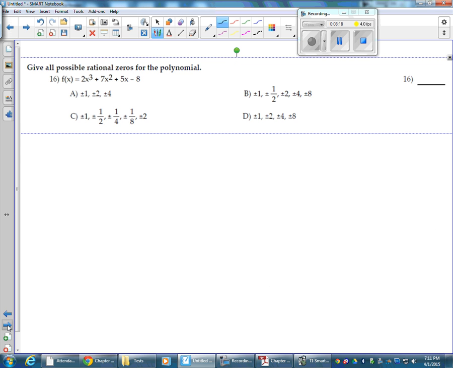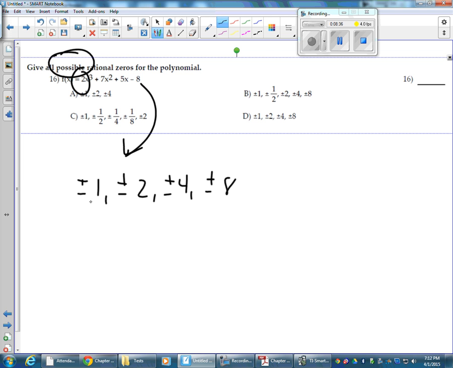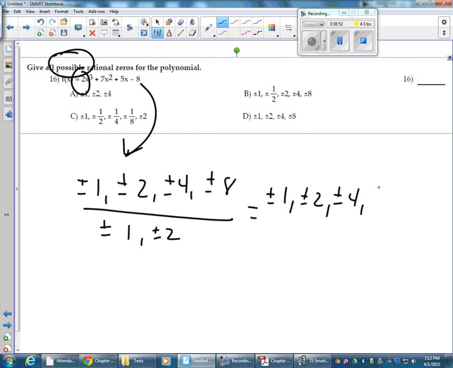All right, number 16, find all the possible, see, they're not asking what are they, they're just asking what are the possible rational zeros. So you take this last term and you find the factors of it. So the factors of 8 are 1, 2, 4, and 8. And then you look at your first term and you take the factors of it, and that goes as your denominator. So the factors of 2 are 1 and 2, and then you divide. So everything first divided by 1. 1 divided by 1 is 1. 2 divided by 1 is 2. 4 divided by 1 is 4. 8 divided by 1 is 8. And now I've got to go back and divide everything by 2.